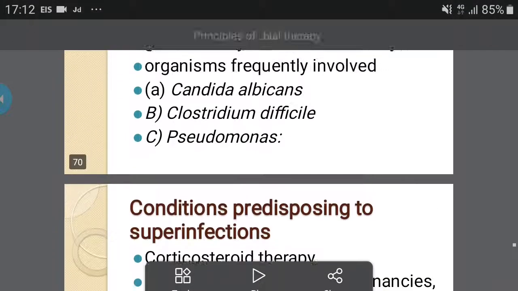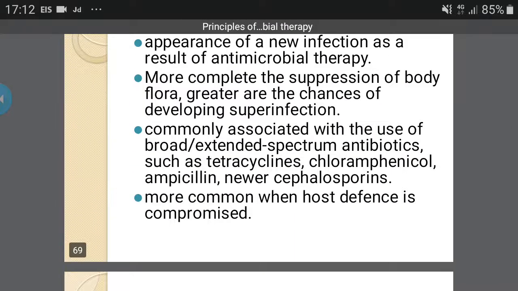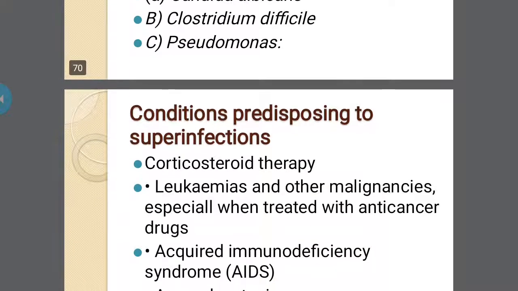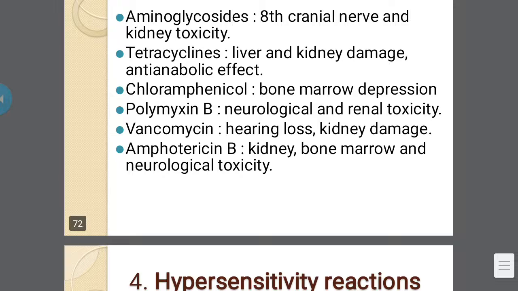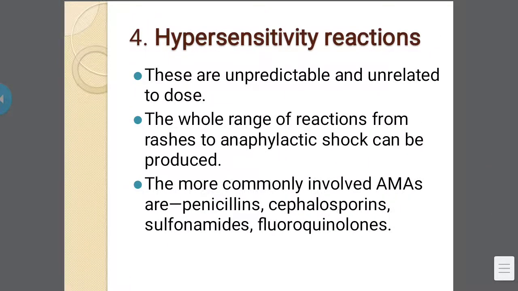So remember the superinfection, this is very common. Remember the methods of development of resistance and what are the types of drug resistance. Conditions predisposing to superinfection, these are the commonly asked questions. Next is hypersensitivity reaction. So these are unpredictable and unrelated to dose. The whole range of reactions can run from rashes to anaphylactic shock. And the more commonly involved antimicrobials are penicillin, cephalosporin, sulfonamide, and fluoroquinolones.